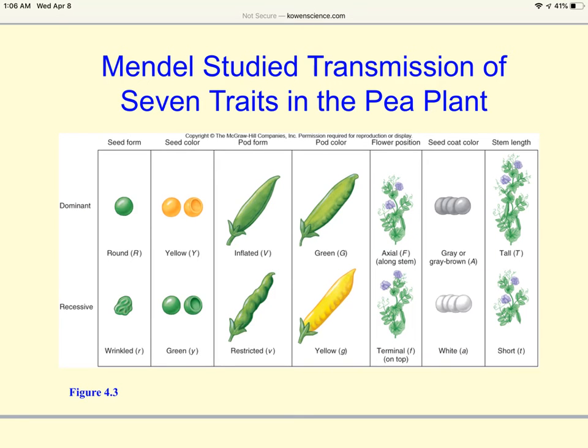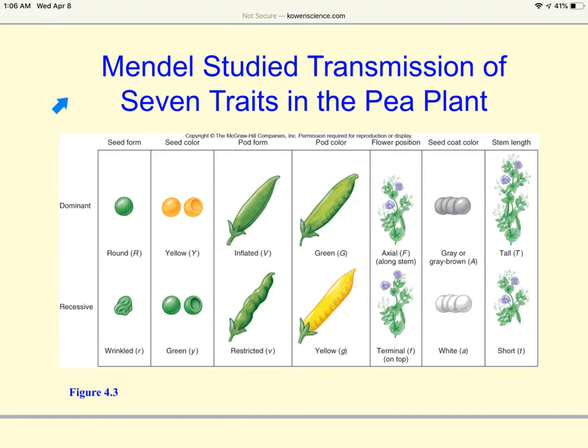And here you can see the 7 traits of the pea plants he worked with. He looked at the seed form, whether the seeds were round or wrinkled, and we're going to be looking at this. He looked at seed color, yellow versus green. This is another one that we're going to be looking at. These are going to be the 2 main ones. He also looked at whether the plants were tall or short. We'll be looking at that as well. And then he looked at seed coat color, flower position, pod color, and pod formation.